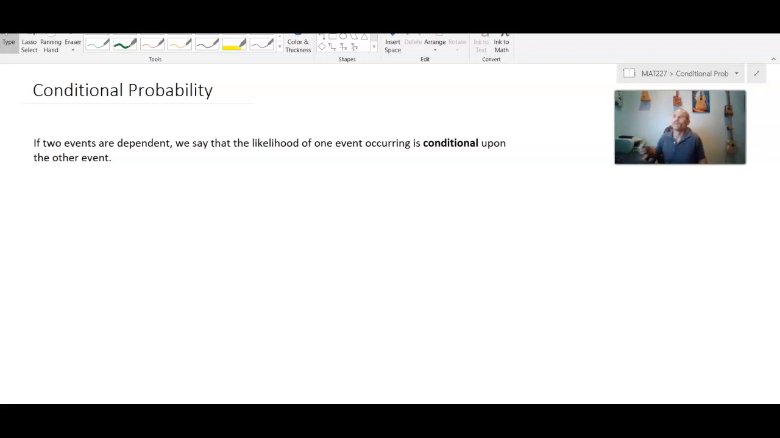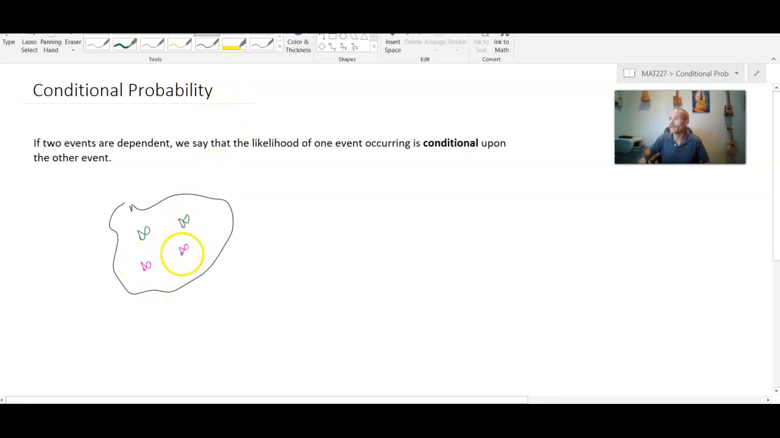In the world of probability, when events are dependent, we say that the likelihood of one event occurring is conditional upon the other event. And hence we establish this notion of a conditional probability. So one way we can think about this is, let's again draw this pond and say in this pond we have green fish, and we'll just put two green fish in there and two pink fish. I hope you like the fish that I'm drawing. So there we go. And let's go ahead and add one more.